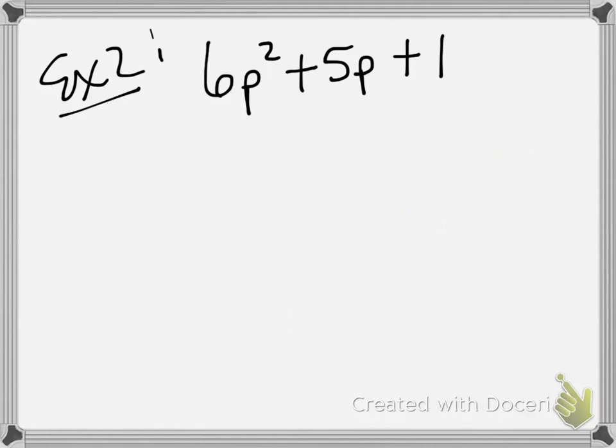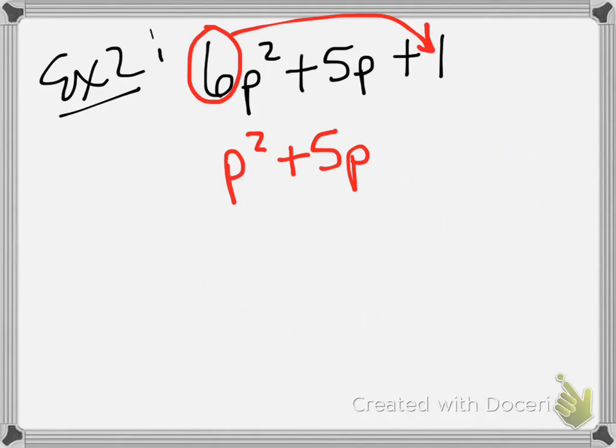For example 2, I have 6p squared plus 5p plus 1. So I'm going to use my same exact pattern. I'm going to take the number in the front, and multiply it to the end. So this changes my problem to become p squared plus 5p plus 6. So now I think, what multiplies to give me 6? Well, 1 and 6. Or 2 and 3.